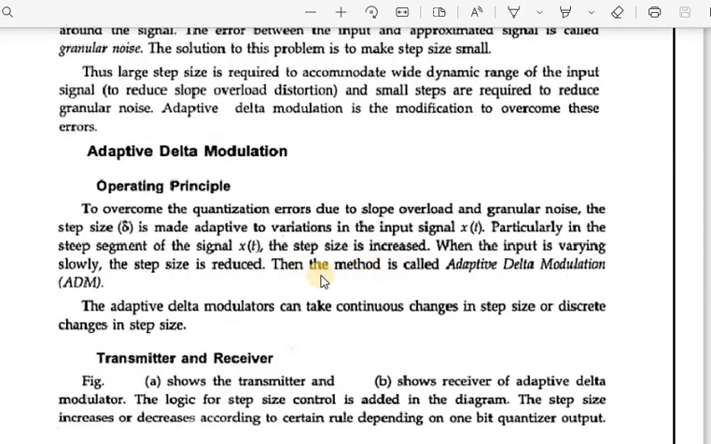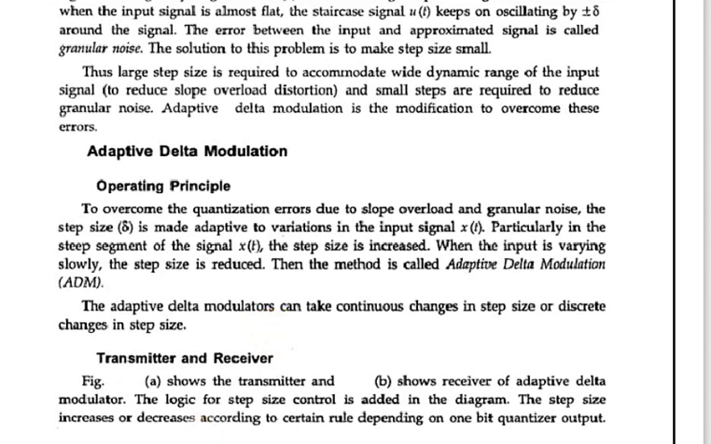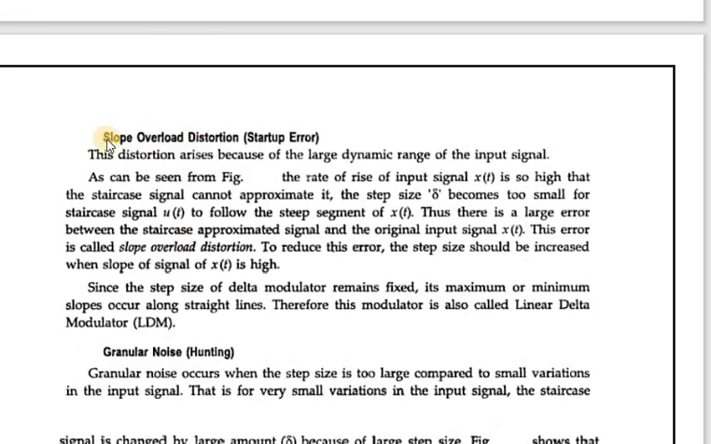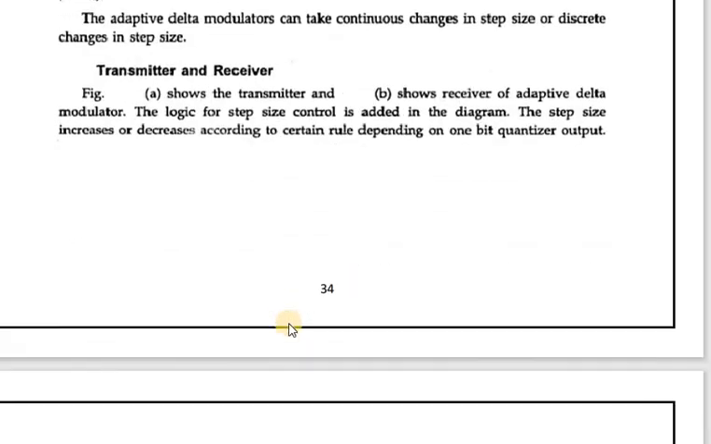This can be done by using a method called adaptive delta modulation. It can make continuous changes in the step size or discrete changes in the step size. So what the adaptive delta modulator will be doing is making continuous changes in the step size, or discrete changes in the step size accordingly. If the input signal is increasing, the step size will be increased. If the input signal is decreasing, then the step size will be decreased. By using that, these two kinds of noises or disadvantages can be reduced, that is, slope overload as well as granular noise.